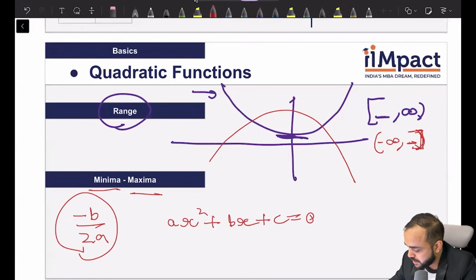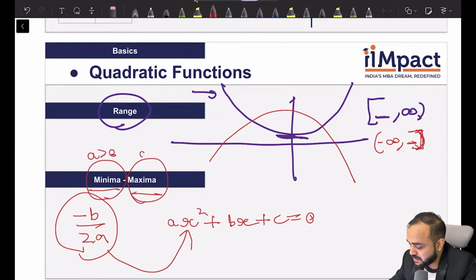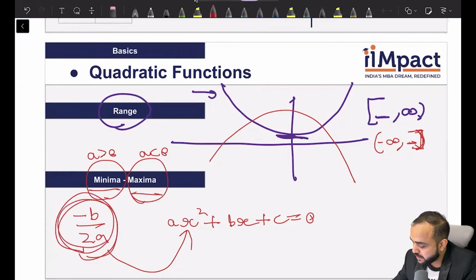This is the quadratic. If I put this here, I will get either my minima if a is greater than 0 or my maxima if a is less than 0. So the minimum or maximum value that the function can attain is obtained by putting this correct input in the function. So there can be two types of questions.